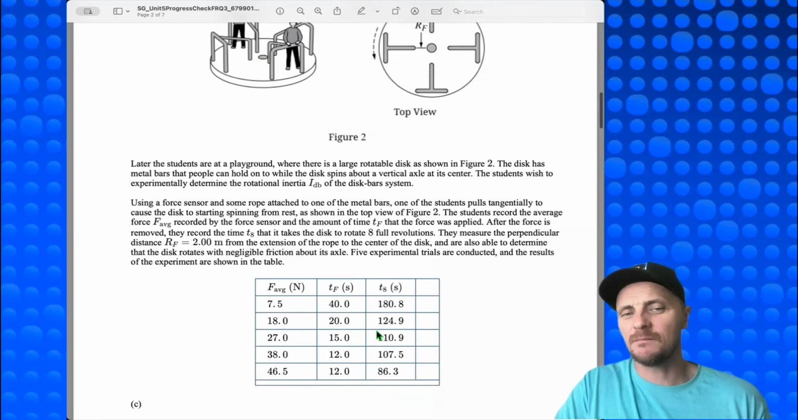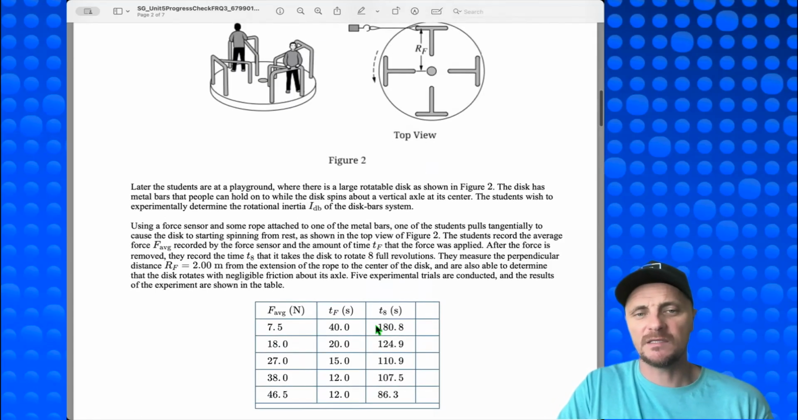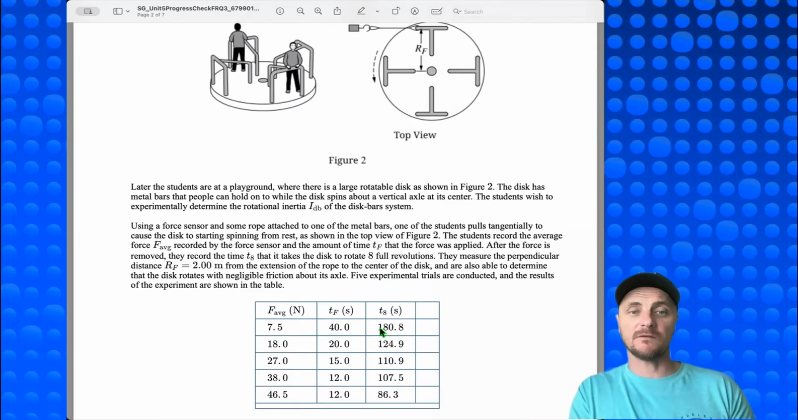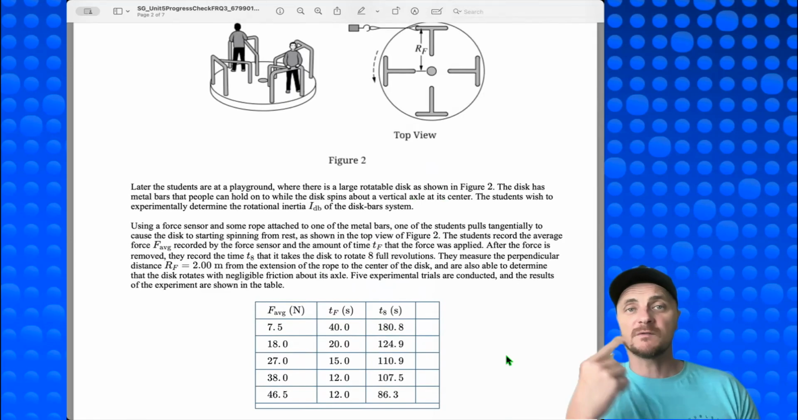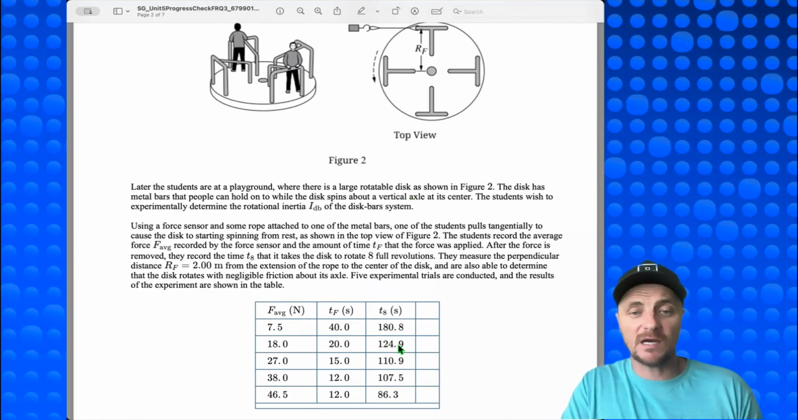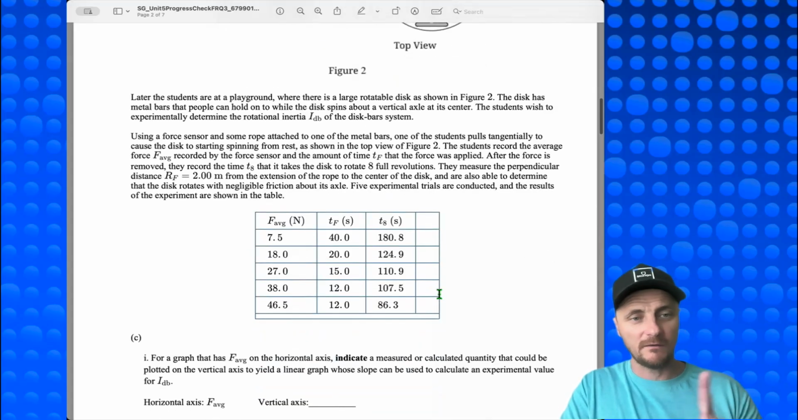But then what is this time T8? So this time is after we're done pulling. When we're done pulling, there's no friction in the axle, or it's negligible friction, and the thing just continues to spin. And for 8 revolutions, we time it, and that's what this time is all about. So given that information, let's look at part C.